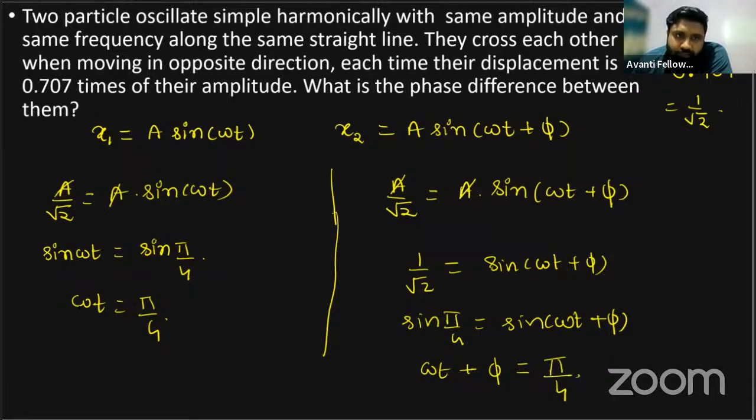Now, if you put the value of omega t from this expression, it is pi by 4. Pi by 4 and pi by 4 will cancel out. So phi that we have is 0 degree, which means there is no phase difference in these particles. Got it? So this is the simpler one. Just compare the amplitude, get the value of omega t here also, and equate it to get the phase difference.